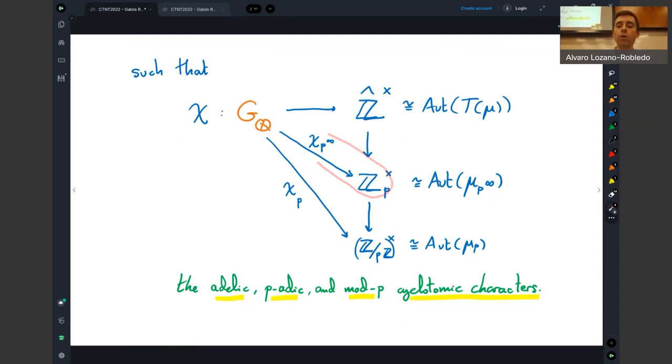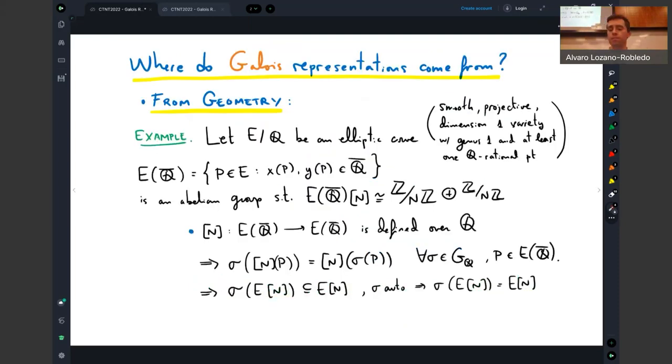And if I go down and just reduce modulo p, then I get to the mod p cross group, which is the automorphism group of the p-th roots of unity. And what I get going this way is what we call the mod p cyclotomic character. Okay, so this is one example of how algebraic number theory is a source of Galois representations, this one in particular being very important in all of our theory, the cyclotomic characters. Where else can we find them? Yes, Ben.